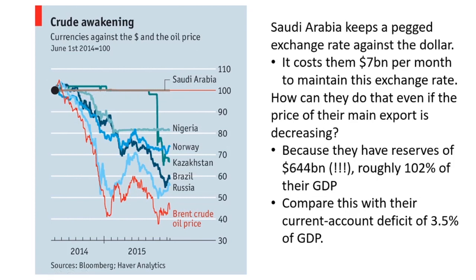The answer comes in terms of how much Saudi Arabia's central bank has in reserves. Saudi Arabia keeps a pegged exchange rate against the dollar. It costs them $7 billion per month to maintain this exchange rate. How can they do that even if the price of their main export is decreasing? Because at the time of this article being written, they had reserves of $644 billion, which was 102% of their GDP. So even though they had a current account deficit of 3.5% of GDP, with this level of reserves, it implies that they would be able to maintain that current account deficit at the current oil price for 30 years just by burning through their reserves whilst maintaining their pegged exchange rate.